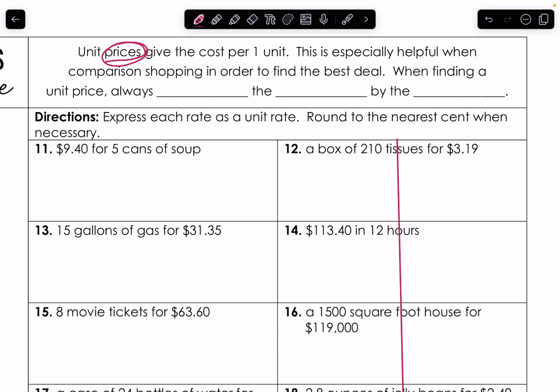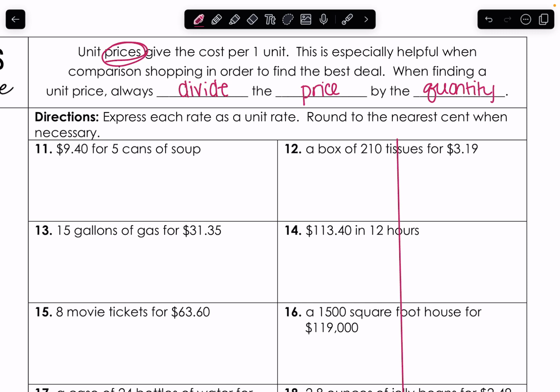When we find a unit price, we always want to divide, so that's our first blank: divide the price by the quantity or the amount, okay? So, again, I want to divide. Divide the price by the quantity. So let's go ahead and look at number 11.